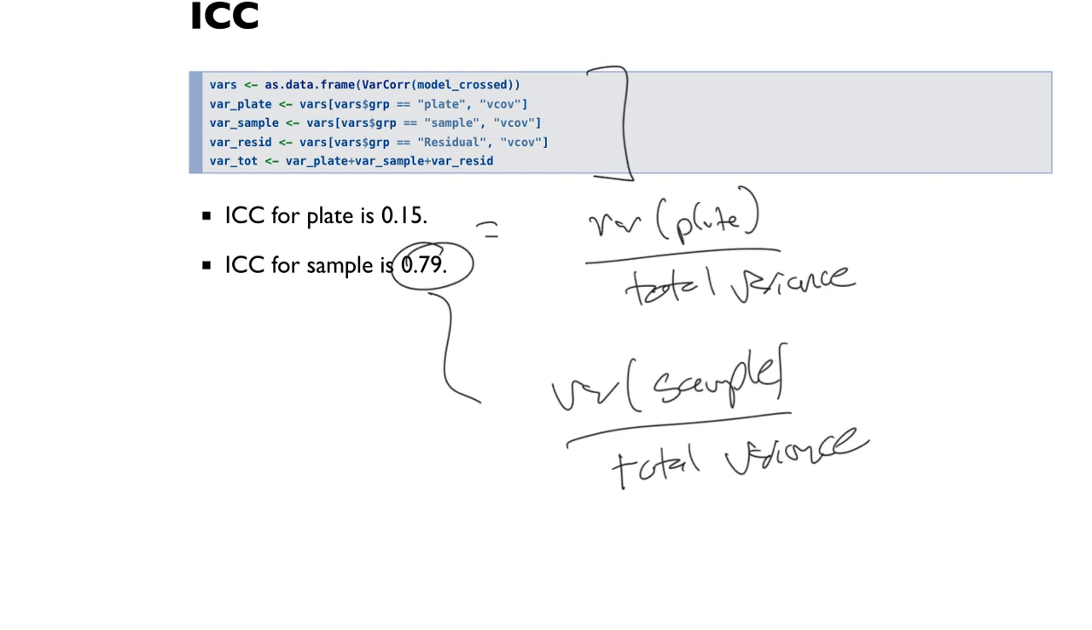And you can see that 80% is due to the sample, which is the biological variation in this context. So I don't know if that's good enough, but at least it's not lower than the plate variability. It's 80% of the variation is due to biology.